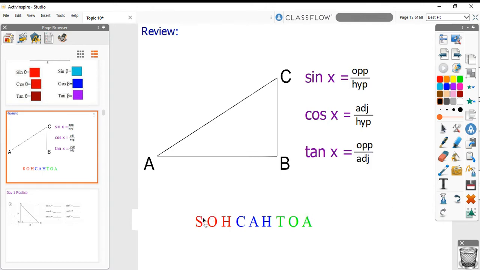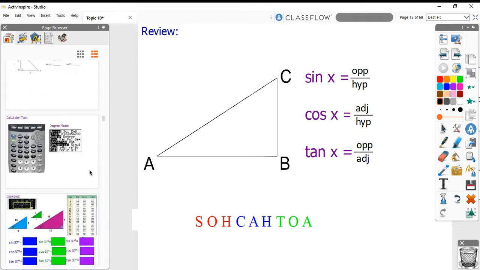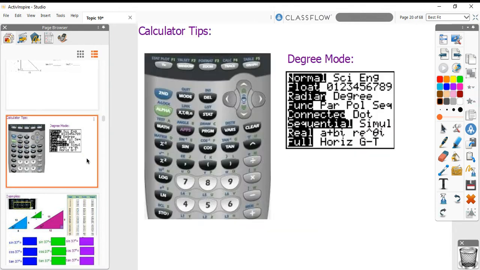All right, that's what all of this SOHCAHTOA stands for. SOHCAHTOA, that's just sine opposite hypotenuse, cosine adjacent hypotenuse, tangent opposite adjacent. All right, tells us what those things are going to be. So for today's exercises, we're going to need a calculator. And there's a couple things I want to point out to you.